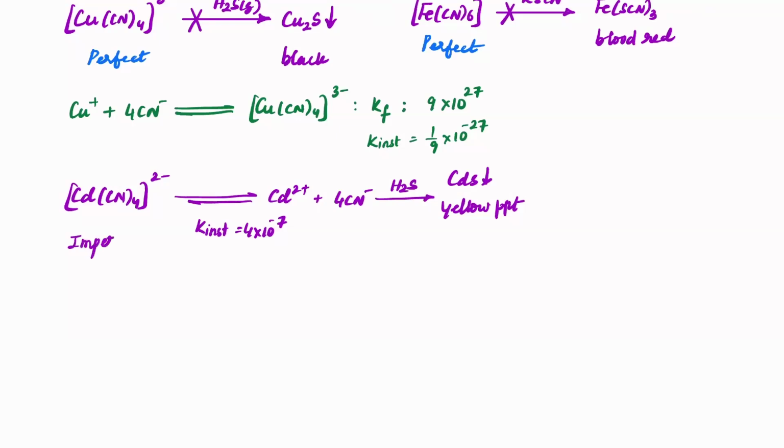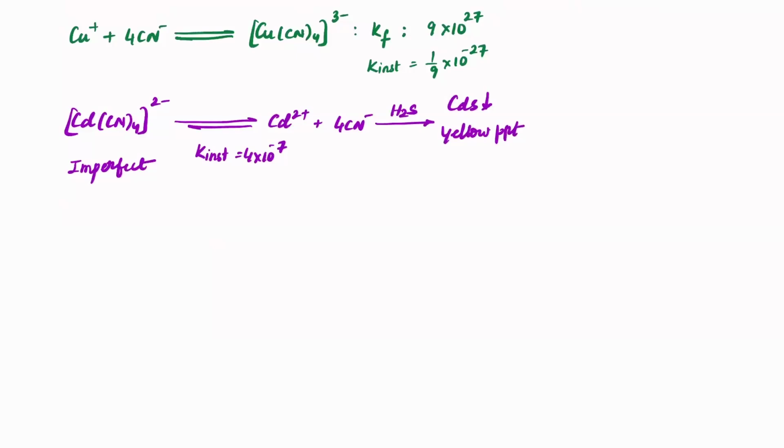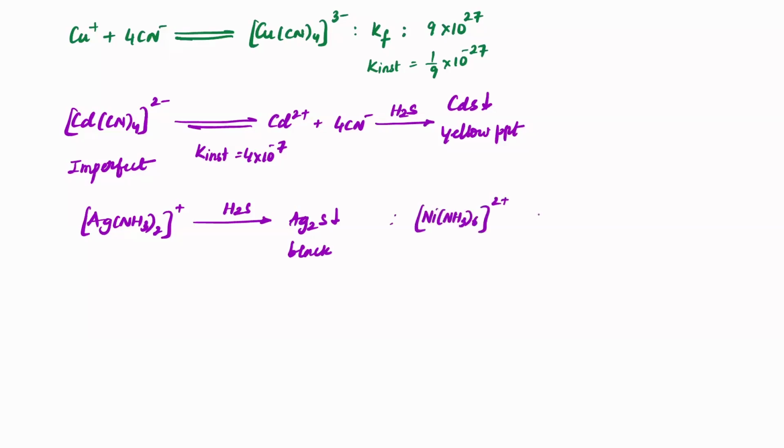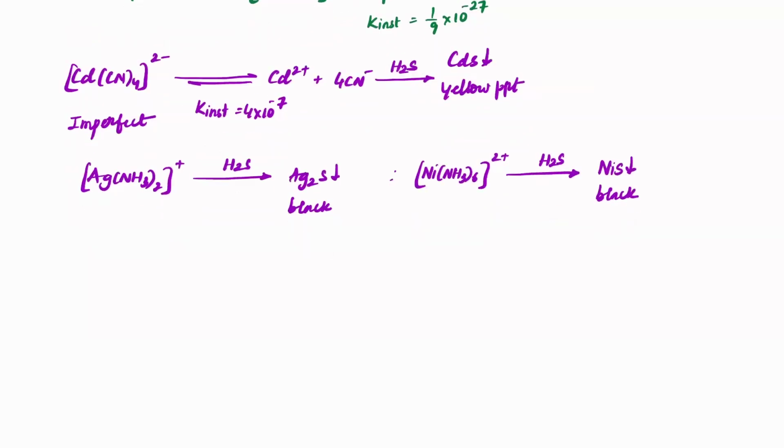Imperfect complex. Correct? A few more: silver ammonium complex. If you treat silver ammonium complex with H2S, it will start forming Ag2S, a black PPT. Similarly, if you take nickel ammonium complex, Ni(NH3)6 2 plus, and treat this with H2S, this will also give you a black PPT of nickel sulfide. This suggests that these are all imperfect complexes. This is also an imperfect complex. This is also an imperfect complex.